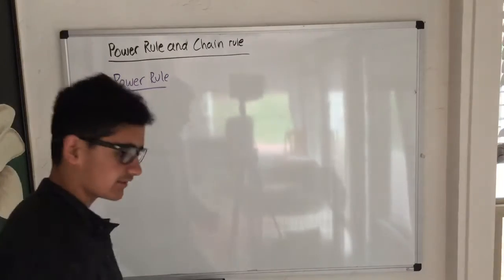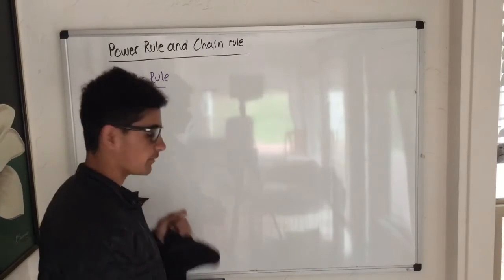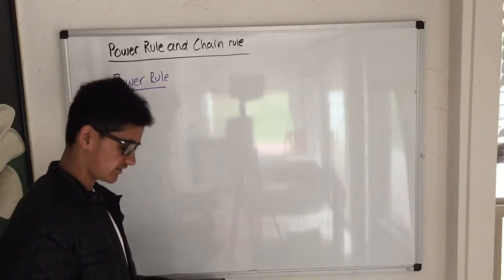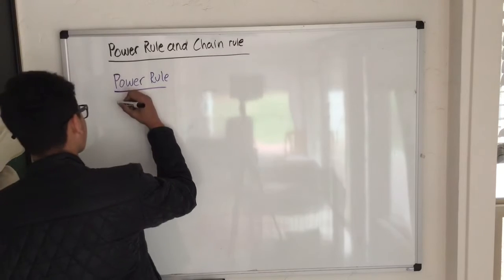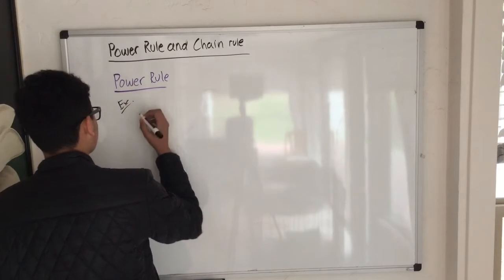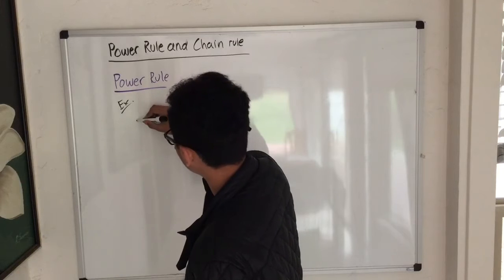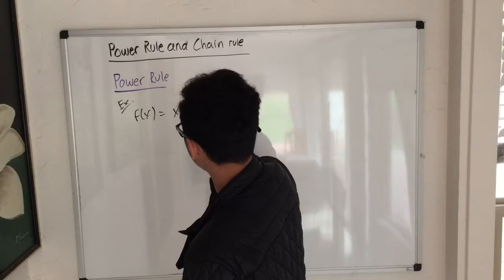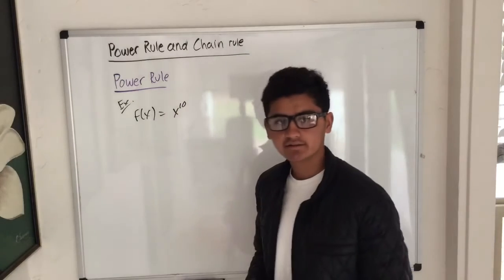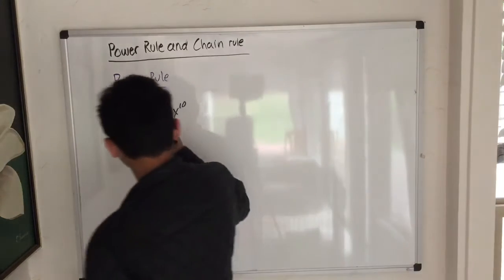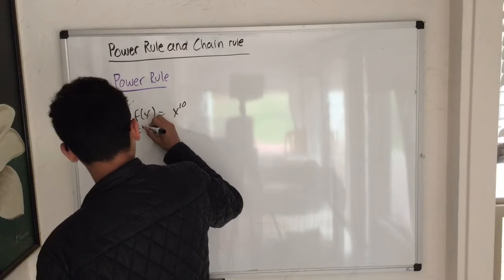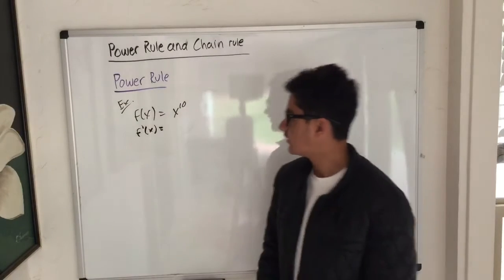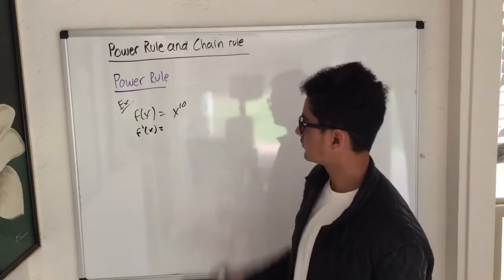Let's start off with an example because in my opinion, when I was able to see the power rule happen visually, it was much easier to understand. Let's say our example here is we have a function f of x and it's equal to x to the power of 10. Now, we're trying to find the derivative of this function, so we're going to use the shorthand notation for the derivative of f of x, and we need to find the derivative of this.